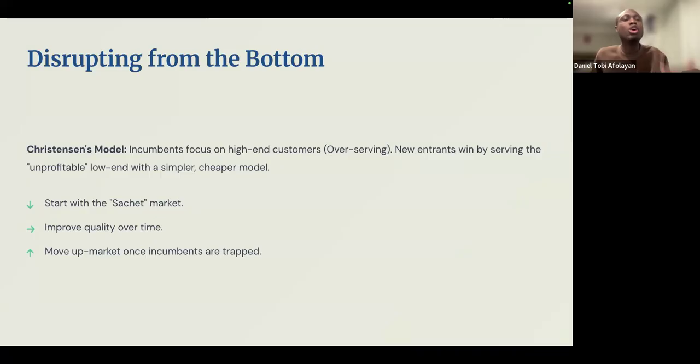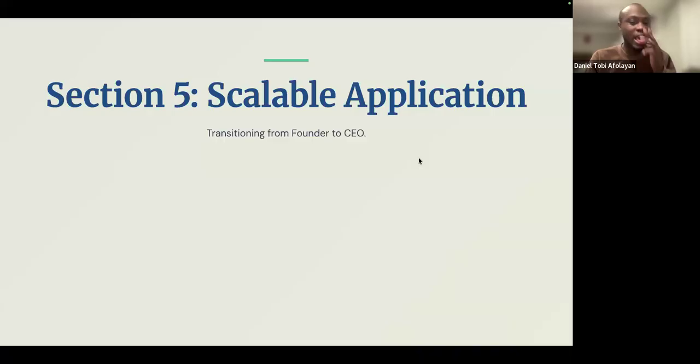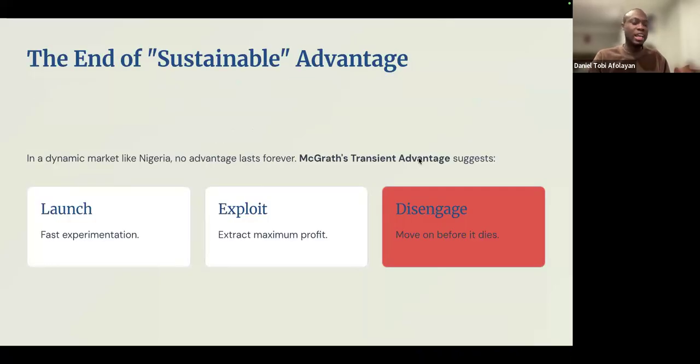Yeah, it makes you slower to reach the top, but you know that one, you have very good unit economics. Two, you have recurring revenue. Three, you build loyalty, right? You also improve quality over time by using these people to test your case. And once incumbents are trapped, then you can move up market because you are now a disruptor in the market, right? And as we get there, how do we now apply this scalable advantage to your business using marketing?